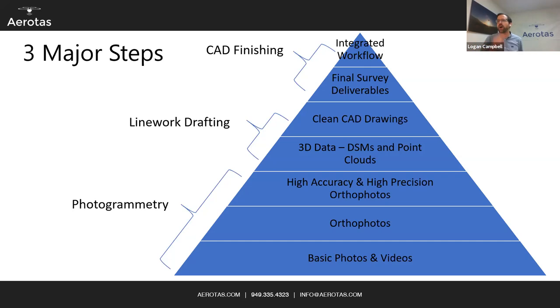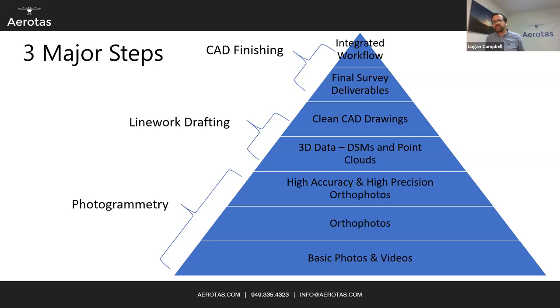We would never deliver anything with a foot of error in it. But photogrammetry is where the vast majority of your accuracy comes from when you're extracting data. It also takes the majority of the computer time. It requires a lot of computing architecture.